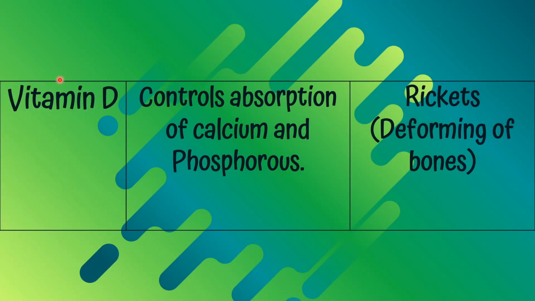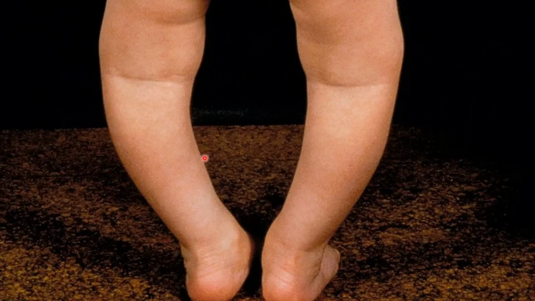Okay, then vitamin D controls absorption of calcium and phosphorus, and the deficiency symptom is rickets. Rickets means deforming of bones, and that's a disease. This is a picture of the disease rickets.